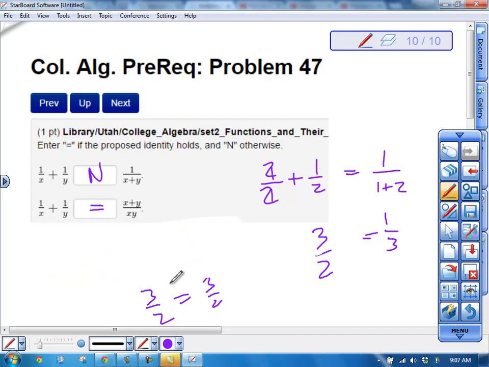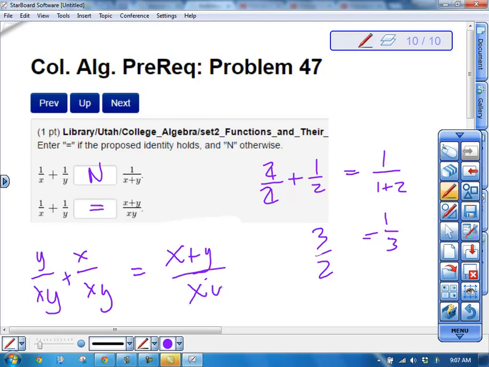We can try it with algebra though, just to make sure. So multiply top and bottom by y, so it'll be y over xy. Multiply top and bottom of this one by x, it'd be x over xy. And when you add that together, you do get x plus y over xy. So we did it with algebra as well to prove that that is an identity.